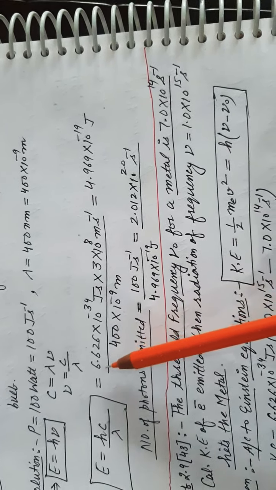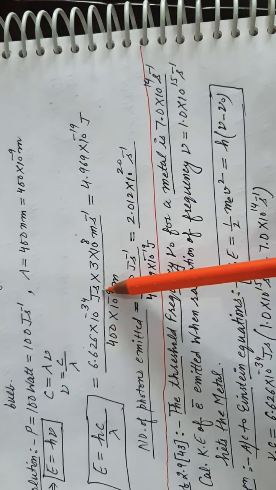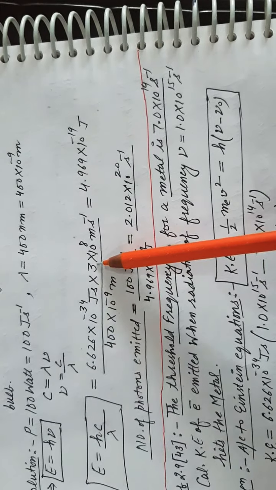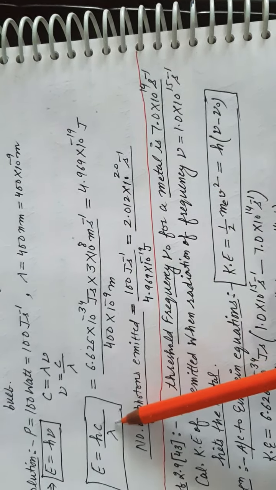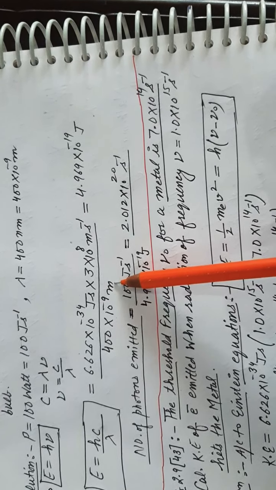H, Planck constant, is 6.626 into 10 raised to power minus 34 joule second, that is the unit for Planck constant, and speed of light is 3 into 10 raised to power 8 meter per second, and the wavelength is 400 into 10 raised to power minus 9 meter.